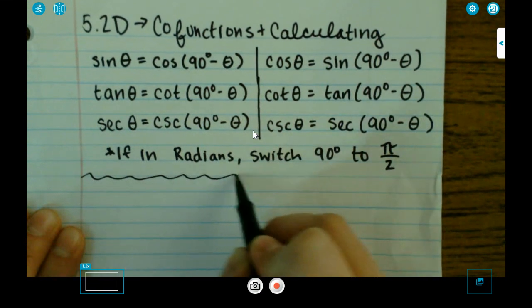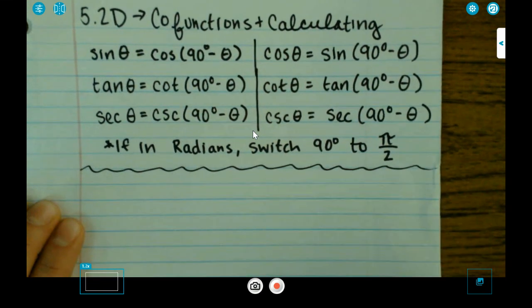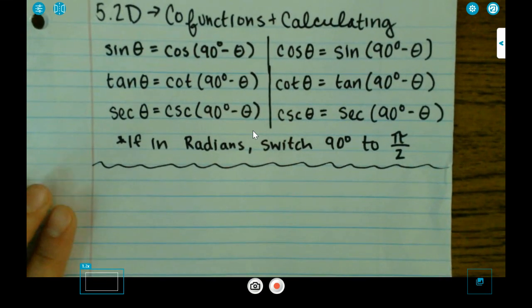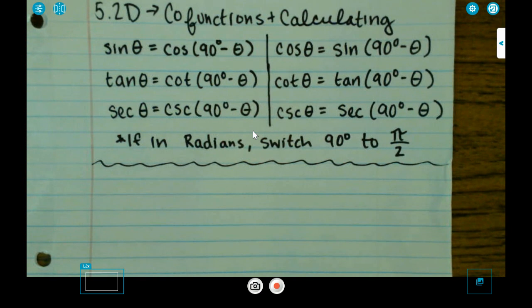We are going to do two examples, one in degrees, one in radians, and then we are going to start calculating for the other thing that we are doing today, which is evaluating trig functions with a calculator.